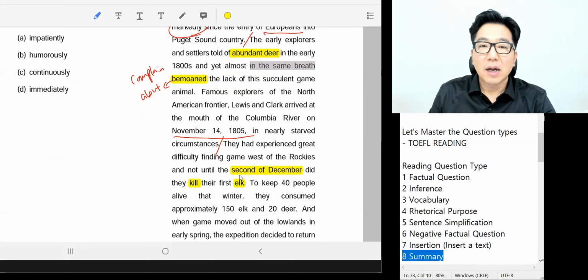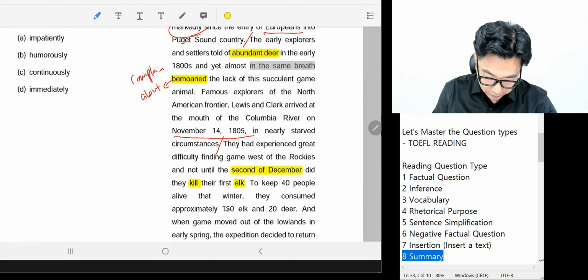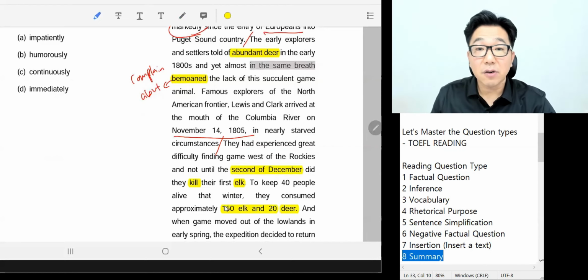All right, so they were starving from November, and come 2nd of December, they killed their first elk or deer. All right, to keep 40 people alive that winter, so probably they were researching there for the whole winter. They consumed approximately 150 elk and 20 deer. So throughout 2 to 3 months, let's say December, January, February, around 3 months, they killed 150 elk and 20 deer. All right, so they caught a lot of deer, right?